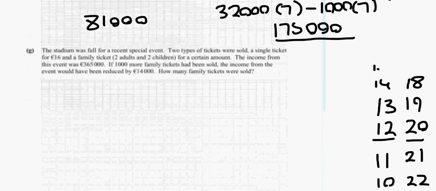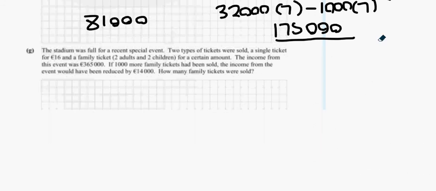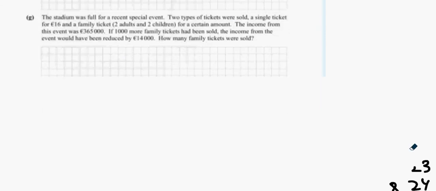We have to think about this question really, really carefully, okay? Has to be super careful, right? Stadium was full for a recent event. Two types of tickets were sold. A single ticket for €16. So we might let X be the single tickets. Are we okay with that? Okay. And family ticket, we'll let Y equal family tickets.